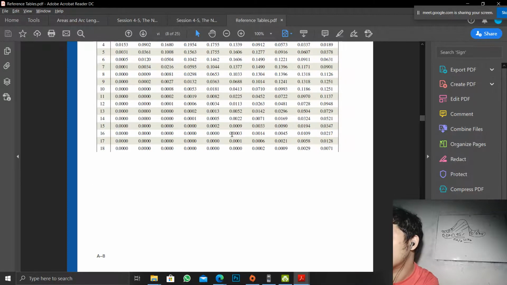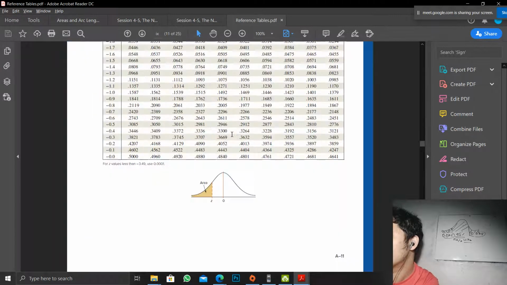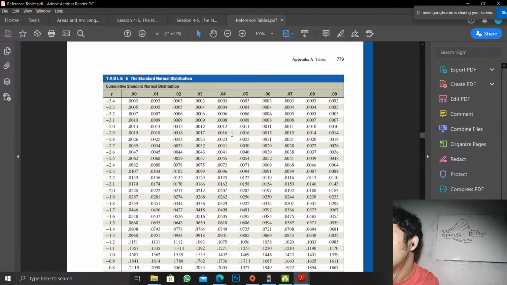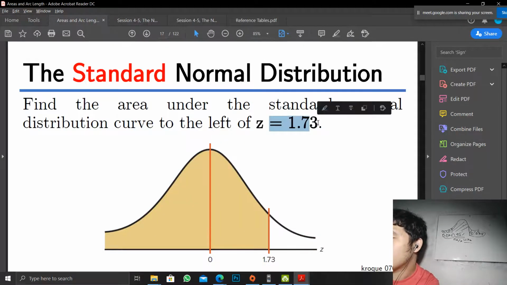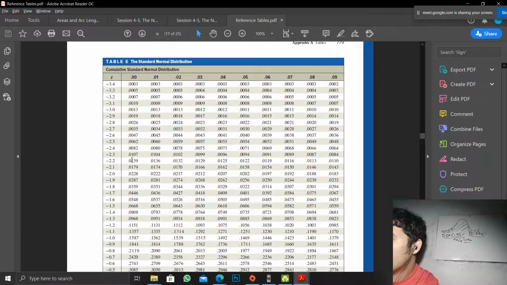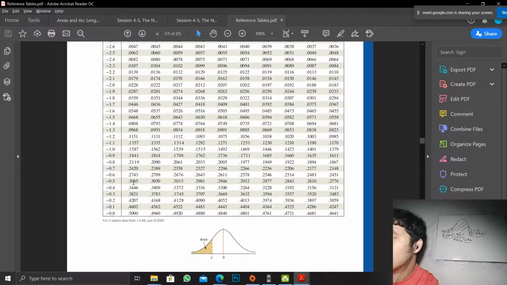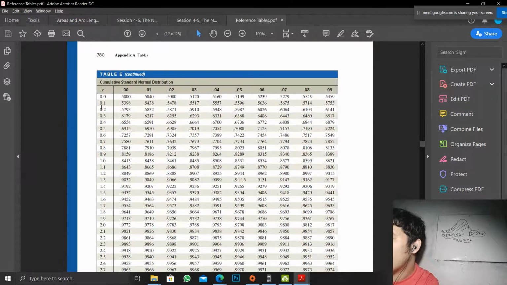Ang tawag dito is the z-table. Z-table, yan, cumulative standard normal distribution. No? So, di ba, ang nakuha natin dyan is 1.73. So, let's look for 1.73. 1.7. Tapos, itong, yan, look there. Tapos, ito, yung isang, di ba, 1.7, ito yung hundredths digit niya. 0.3. 1.73, 0.9582 yung kanyang value.